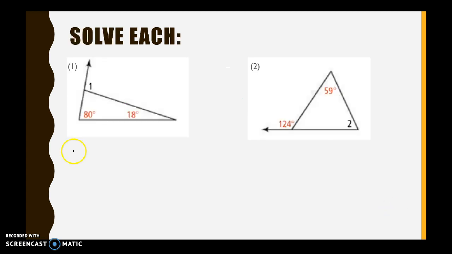All right, so using that sum, measure of angle 1, that's my exterior angle. That's going to equal the sum of 80 plus 18. So my exterior angle would have a measure of 98 degrees.